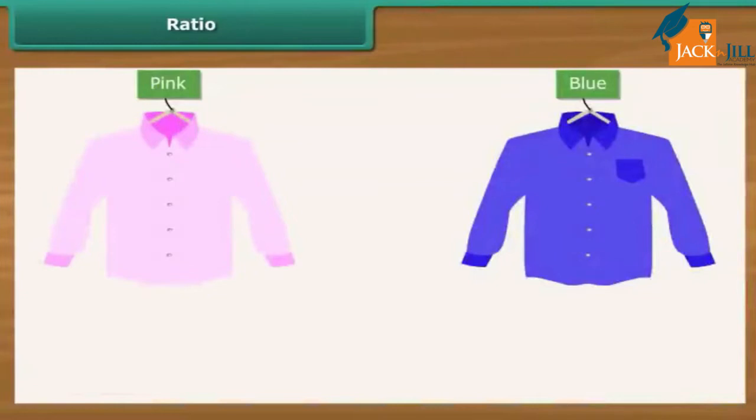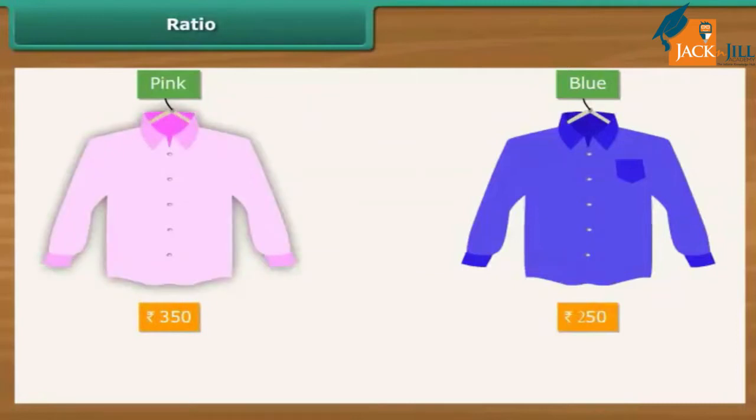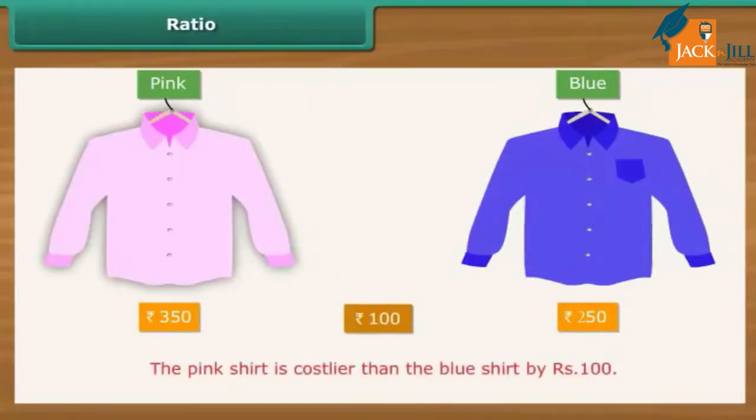Similarly, suppose Ritu buys 2 shirts, one pink and the other blue, costing rupees 350 and rupees 250 respectively. We say that the pink shirt is costlier than the blue one by rupees 100. Comparison by difference does not make sense when we compare quantities or values that are wide apart.